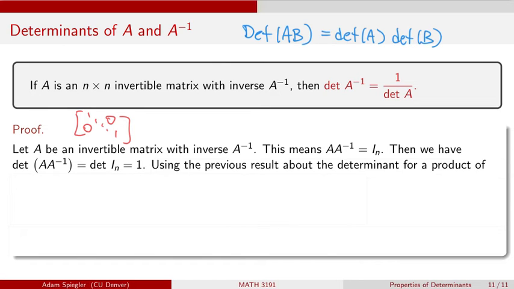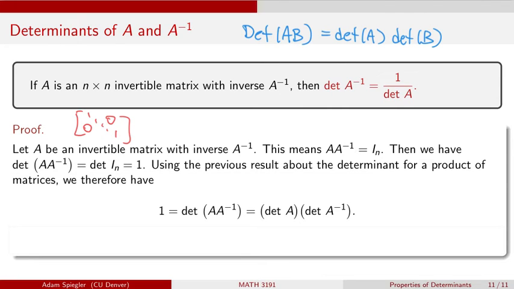So now we can use this result about the determinant of the product of matrices. Now I know that the determinant of A times A inverse is 1, and I know that I can break up this product as follows. The determinant of A times A inverse is equal to the determinant of A times the determinant of A inverse.